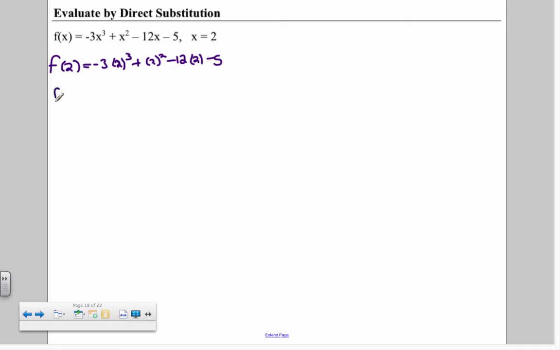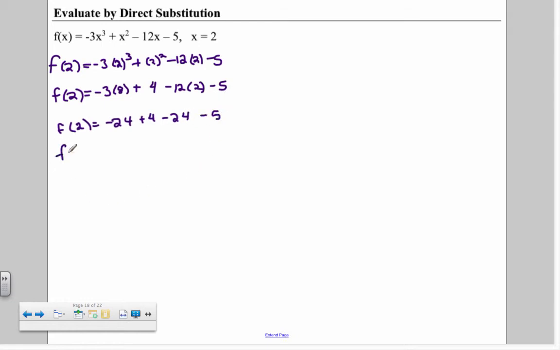So let's remember that f of 2, that's just a label. It's just saying when I evaluate this function for 2. So here, I'm going to do all my powers first. Here I'll have -3. 2 to the third power is 8. 2 squared, I know, is 4. And then I'm going to leave this and do that on the next line. Okay, now that I've evaluated my powers, I'm going to go ahead and multiply. -3 times 8, that's -24, plus 4. -12 times 2 is -24. And then here I have minus 5.